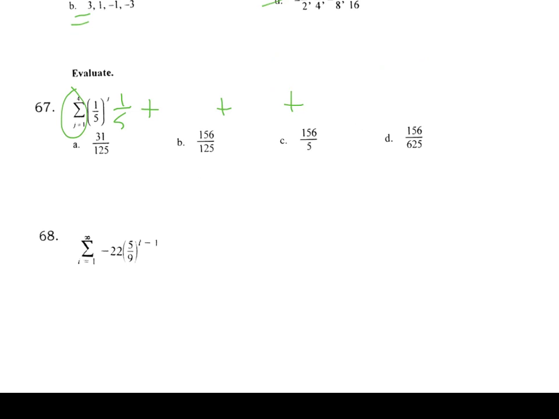So the first term is 1/5 to the first power. The second one is 1/5 squared. The third one is 1/5 to the third, and the fourth one is 1/5 to the fourth. And again, I know that because it says j, which is the exponent, should go from 1 to 2 to 3 to 4. That's what that means.